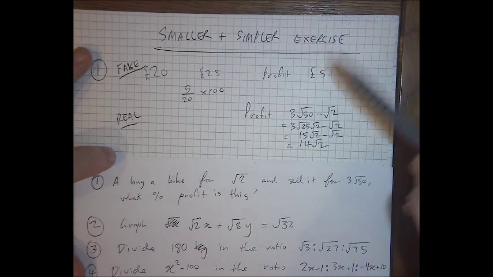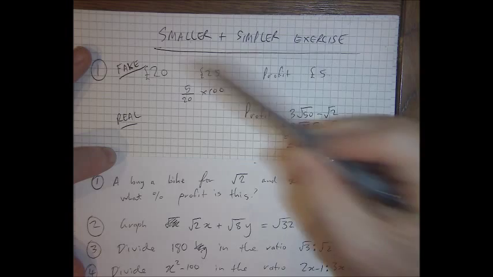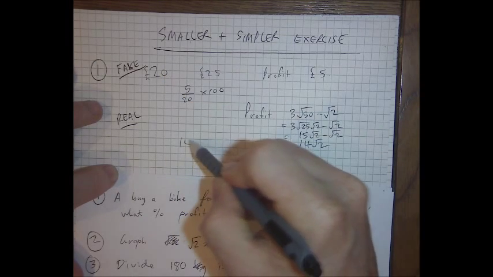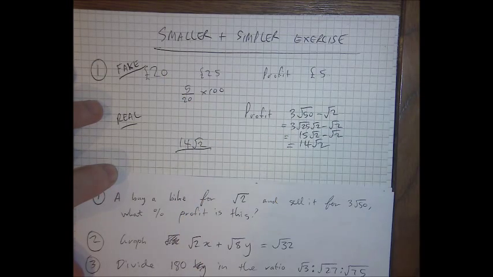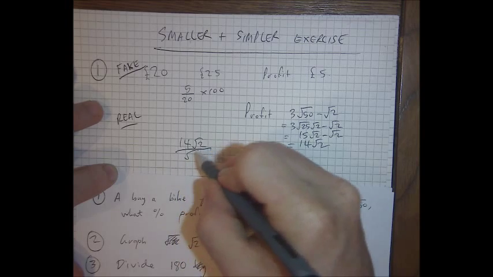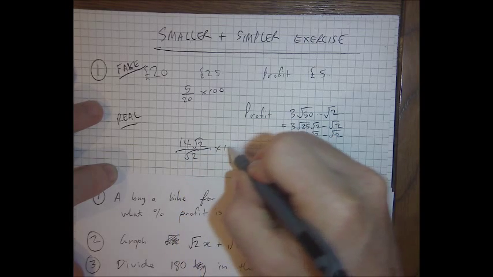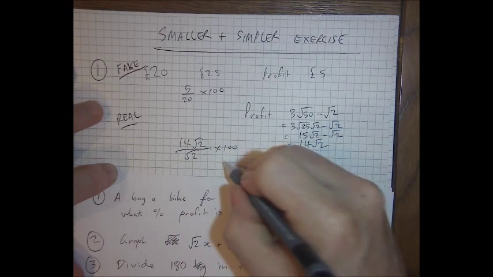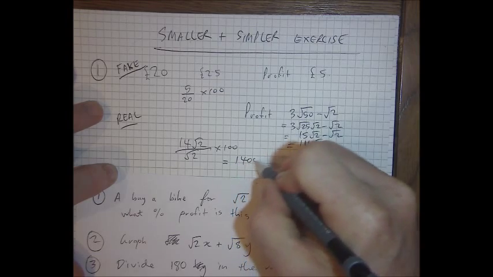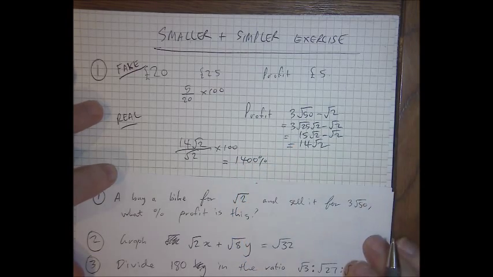And what did I do before? I took the profit, I put it as a percentage out of the original. The original is that. I times it by 100. So the answer is 1400%.